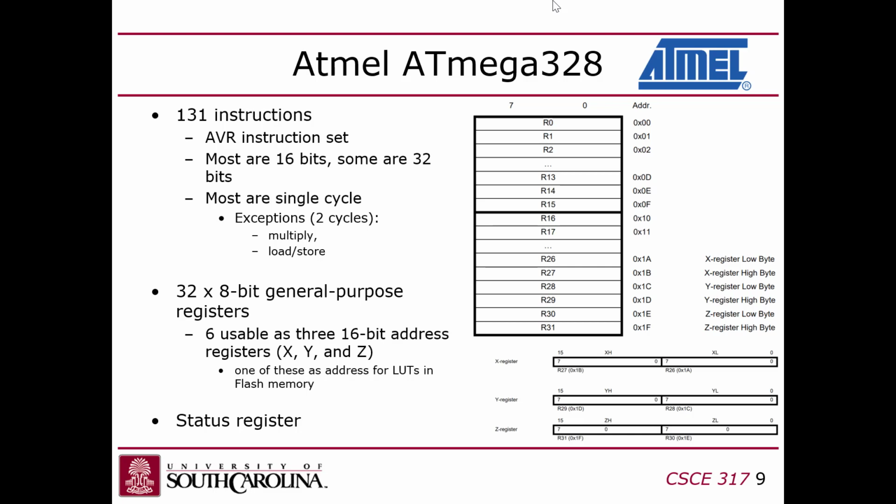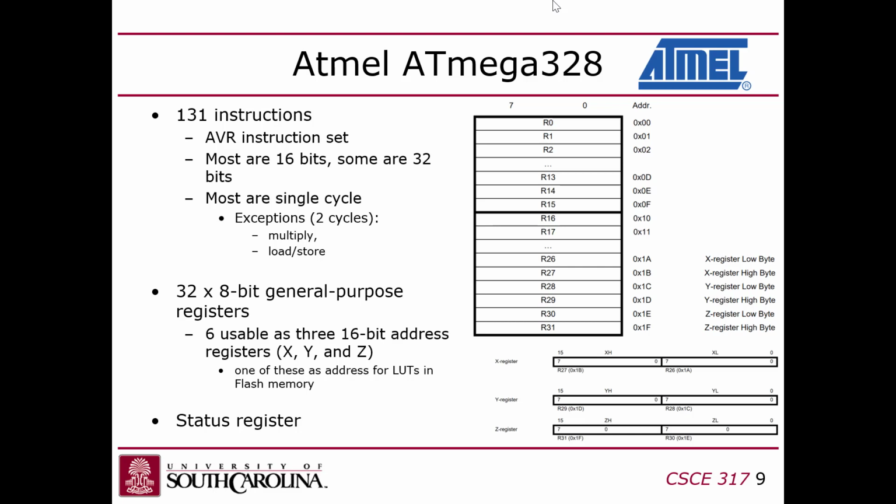Also, some instructions like multiply, and believe it or not, all the load stores require 2 cycles. So there's a stall that's going to follow every multiply and load store, as well as any branch or jump instruction, right? So you're not necessarily getting 1 instruction per cycle.